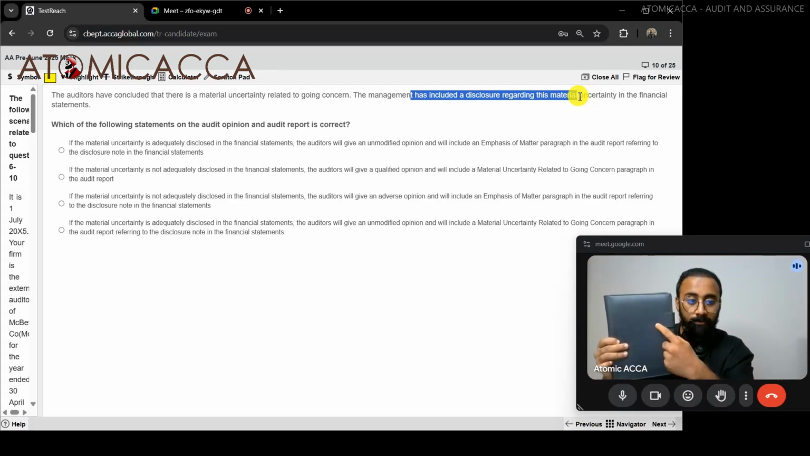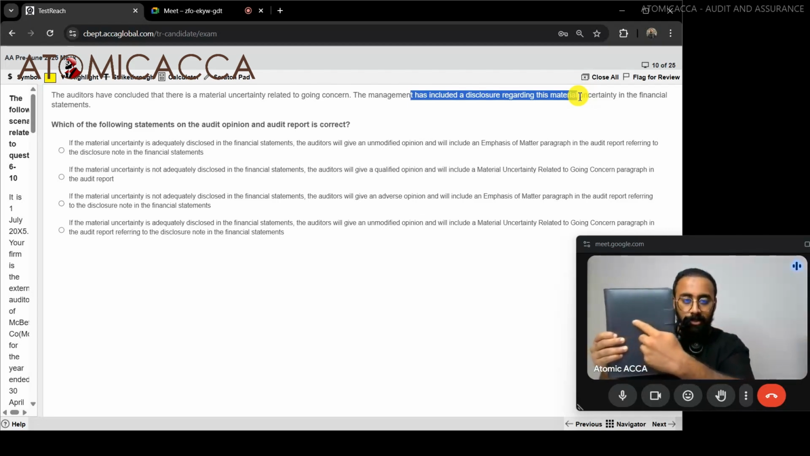When will this become modified? This will become modified if I'm using some additional paragraph, or I am changing the opinion. Here, what is happening? The opinion I'm not changing. The opinion I'm telling is unqualified. So what will happen? If anything related to going concern issues is there, and if they have disclosed it already, this is the disclosure note. Okay, let's say here the disclosure note is there about material uncertainties. So what I will do is add an additional paragraph over here, the MURGC paragraph, material uncertainty related to going concern.